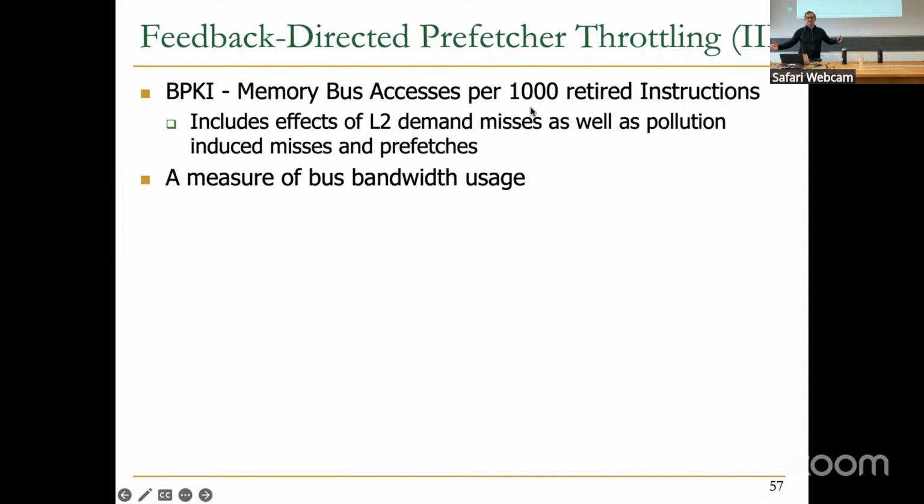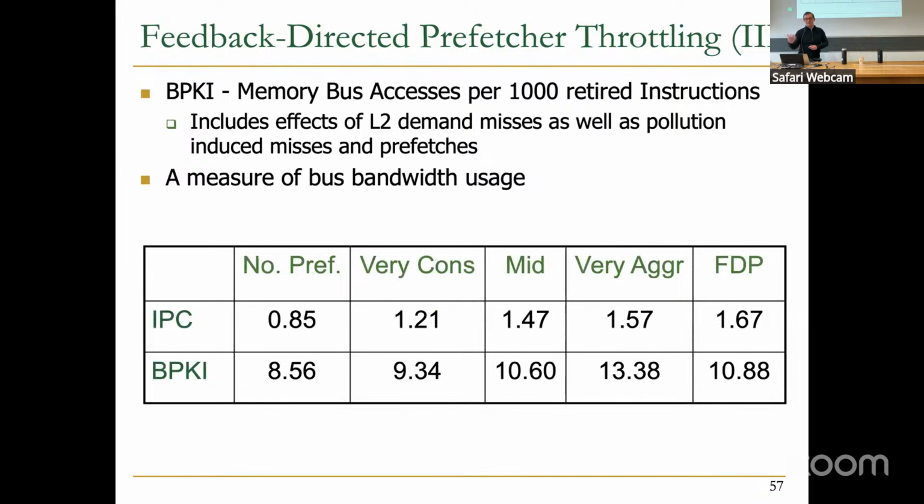This includes the effect of a lot of things, including L2 demand misses as well as pollution-induced misses and prefetches. And this is a good measure of memory bus bandwidth usage, actually. So this is what we find. In this table, we're showing both IPC and bus accesses per kilo instructions.